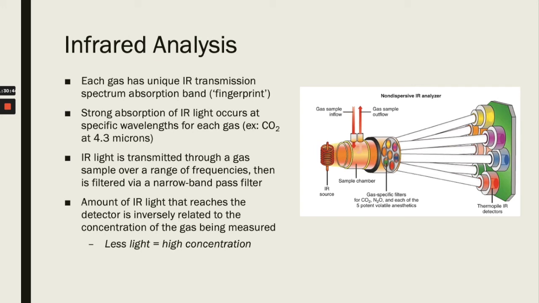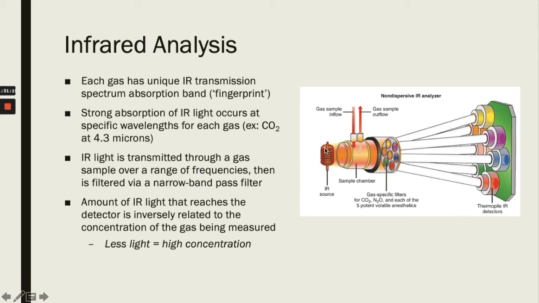The IR light is transmitted through the gas sample over a range of frequencies, and then it's filtered through a narrow band pass filter. As our gas sample goes in and passes through these filters, the detectors say, oh, there's a concentration of CO2, nitrous, sevo, or desflurane, and then we get that readout on our monitor, and we can see exactly what the concentration is.